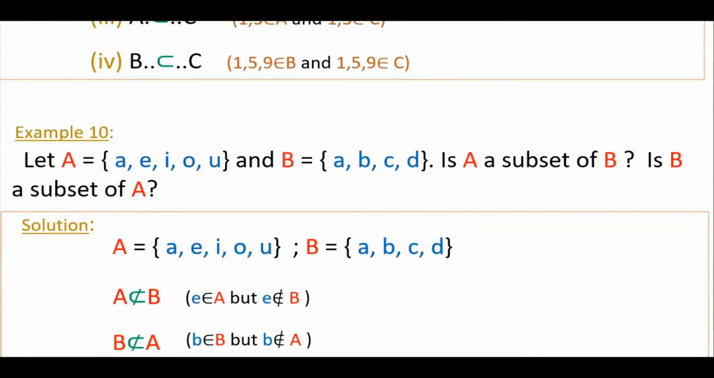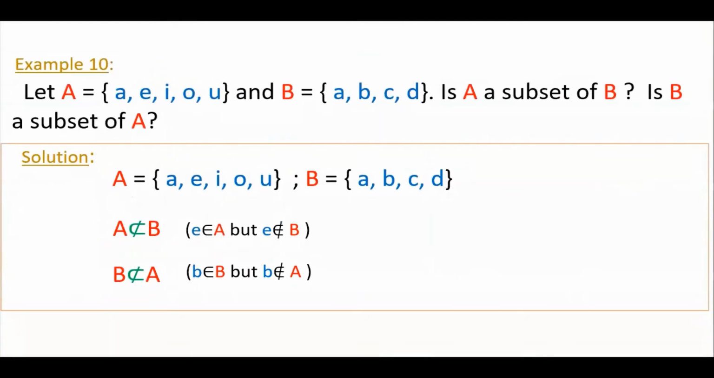And next one, example 10. Let A be equal to {a, e, i, o, u} and B be equal to {a, b, c, d}. Is A a subset of B? Is B a subset of A? So here A is equal to {a, e, i, o, u} and B is equal to {a, b, c, d}. You have to check whether A is a subset of B. So here e is an element of A, but e is not an element of B. So A is not a subset of B. Similarly, b is an element of B, but b is not an element of A. So B is not a subset of A.